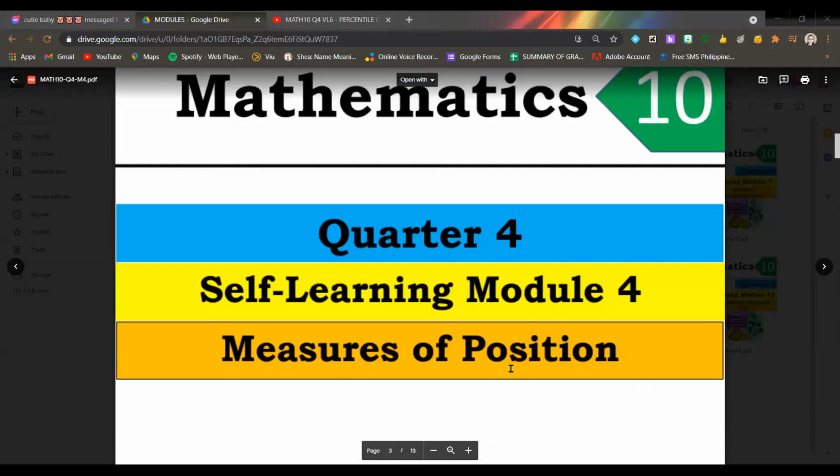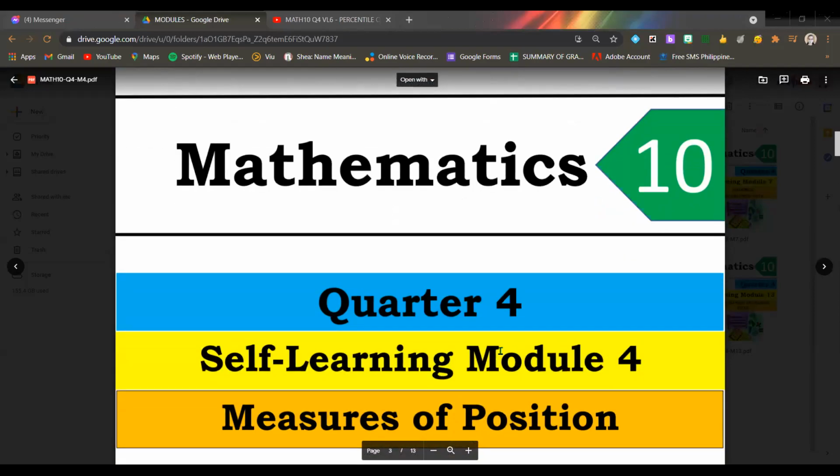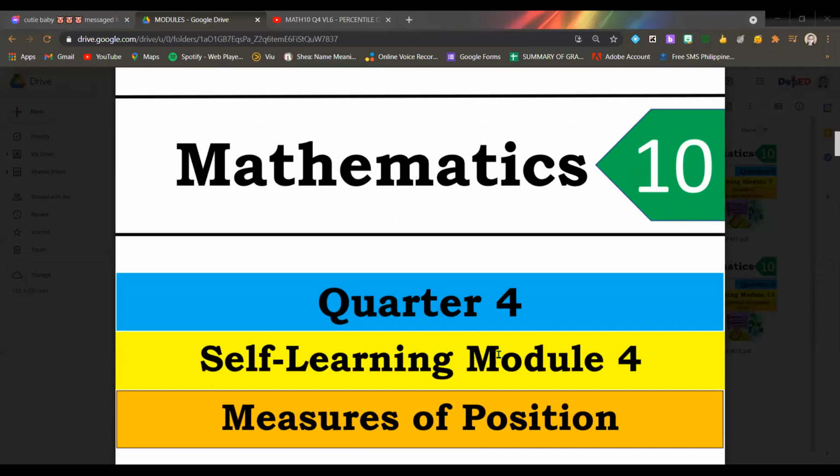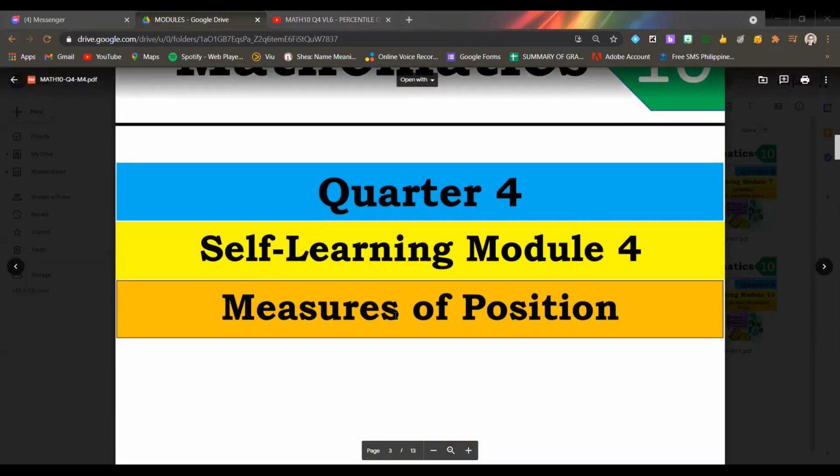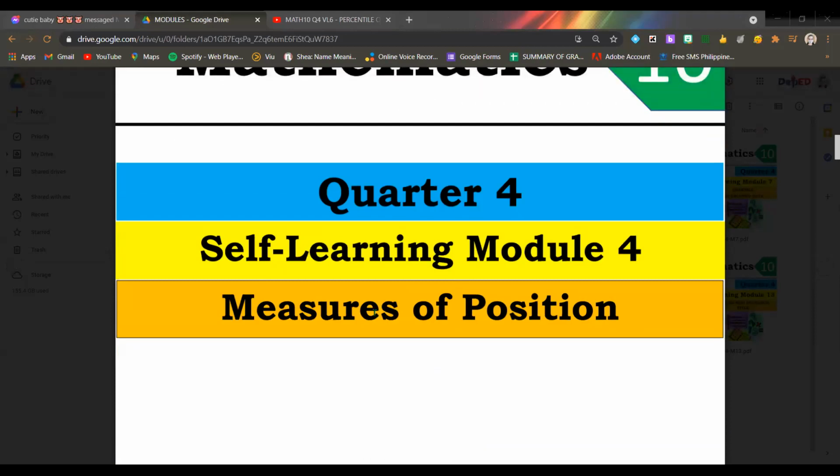Nakita na ba? So for module number 4, 5, and 6, pare-pareho sila na about ungroup data. Meaning the data is not organized, it is not classified or grouped. Okay? So, mas madali kasi mas konti yung data natin. Pero, the lesson here is about measures of position. So, yung measures of position, different from measures of central tendency.